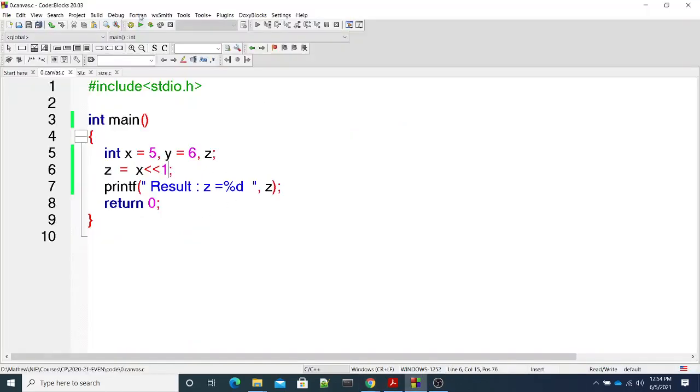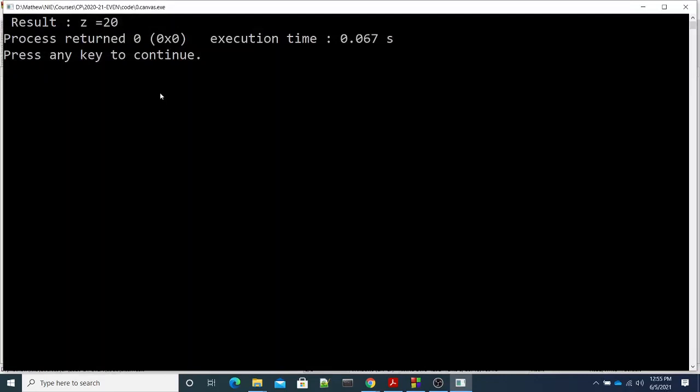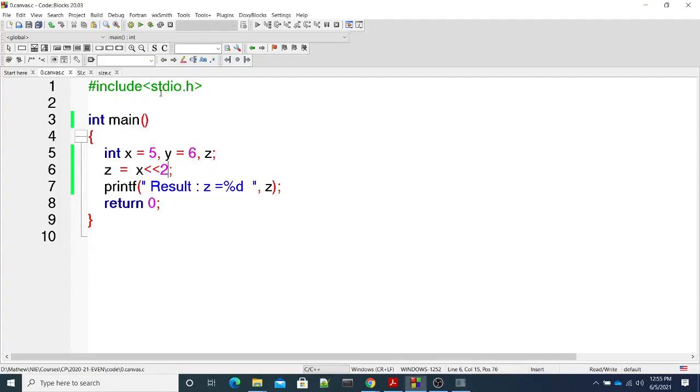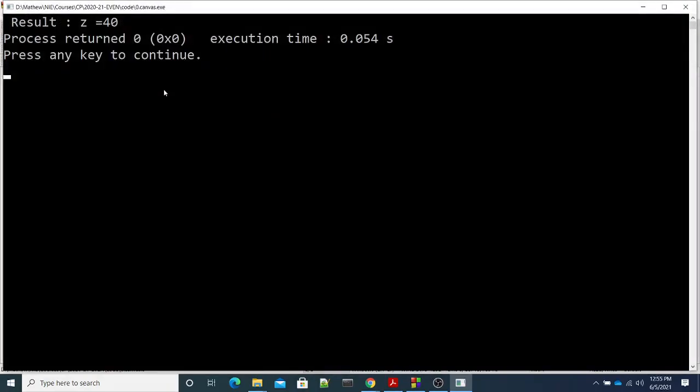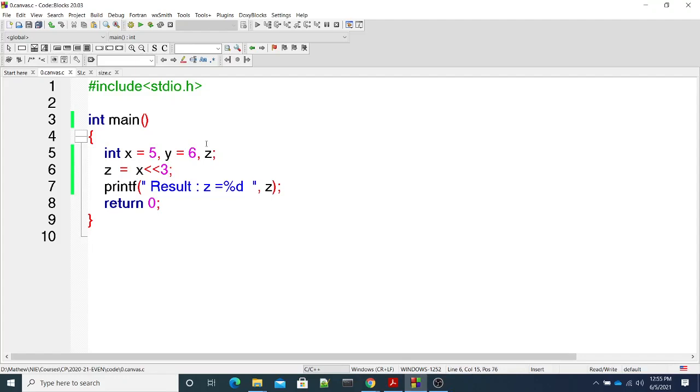So when I do this, input is A. I told the sequence will be 101, all zeros on the left side. When I am shifting towards left by 1, the resultant value is 10. If I shift towards left by 2 positions, the resultant value is 20. If I shift towards left by 3 positions, the resultant value is 40.